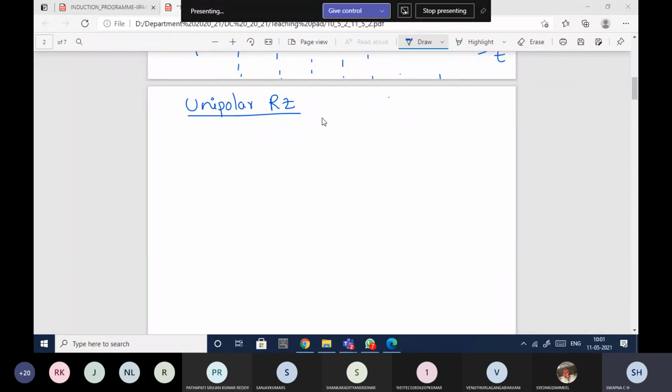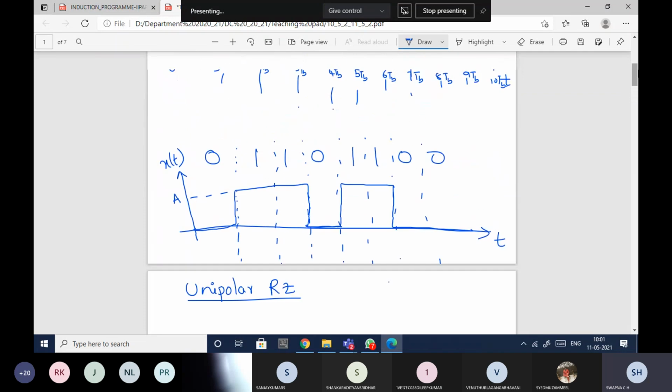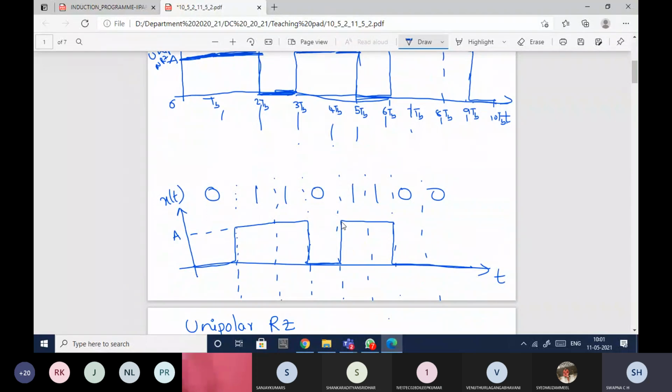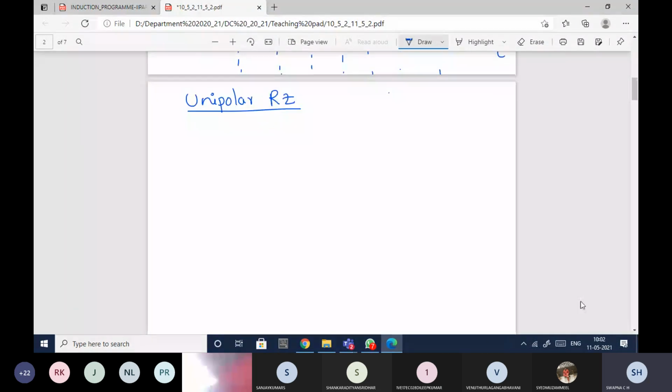So here unipolar RZ, this is the next format. RZ indicates return to 0. Return to 0 in the sense, if it is 1, then throughout the interval the amplitude is A. But if it is in RZ, in between, at half of the interval, it will return to 0. That is what it means. We'll see the equations, and then we will try to plot the graph as well.